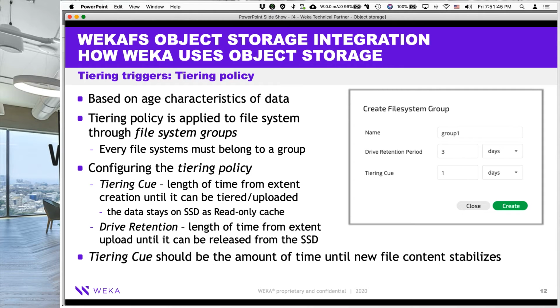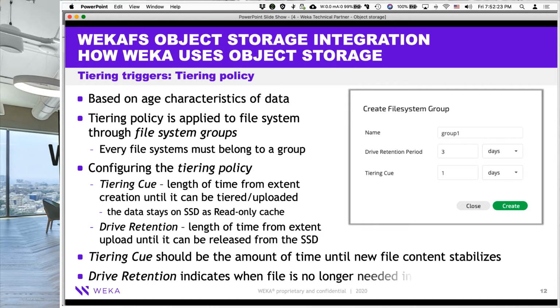So another way to think about these two parameters is this. Tiering queue should be the amount of time until the file content stabilizes. You see, once you write the file, it's not always written in its final form, right? Sometimes users continue working with it. They maybe apply changes to it. They will change some ranges, override them. So we want to make sure that that data doesn't change a lot when we will be moving it over to the object storage. So that's the length of time we are not going to touch the data from a tiering perspective. We are not going to upload it.